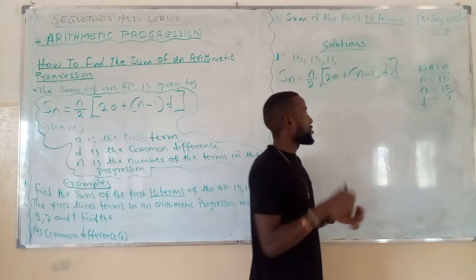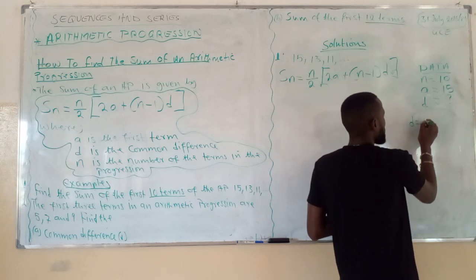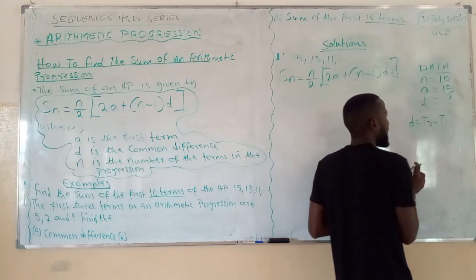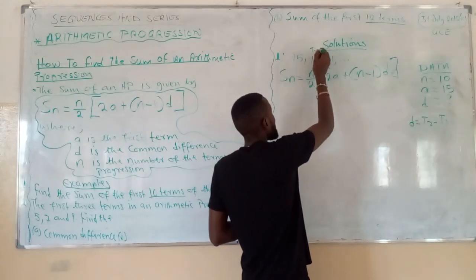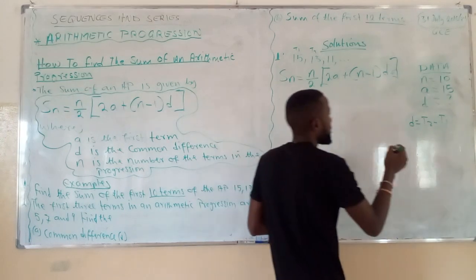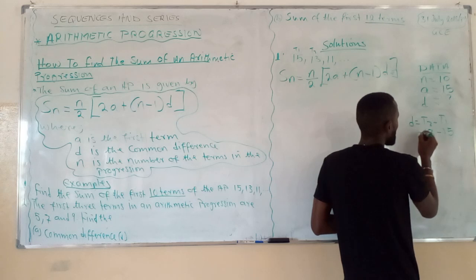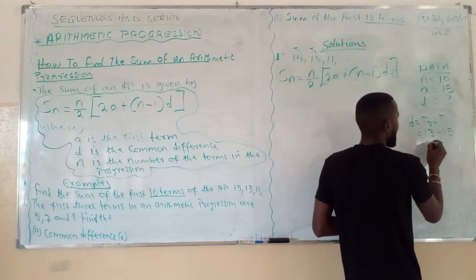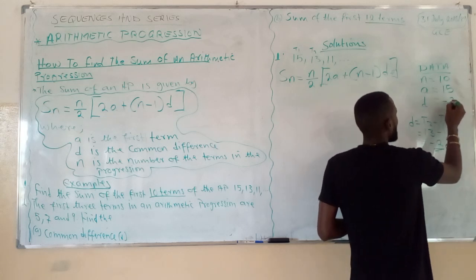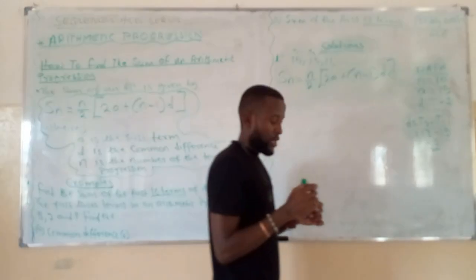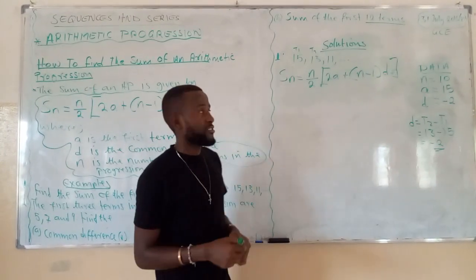So how do I find the common difference? Remember, we use the formula d, which stands for common difference, is equal to T2 minus T1. Term 2 minus term 1. So we have term 2, which is 13, and term 1, which is 15. So it will be 13 minus 15, which is negative 2. So the common difference, therefore, is negative 2. I found the common difference. So once you have found the common difference, then just replace here and do your calculations.